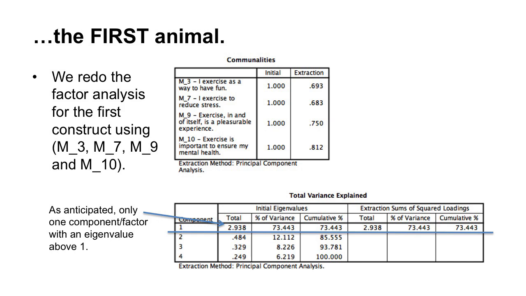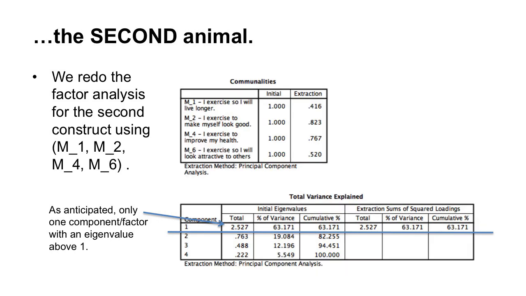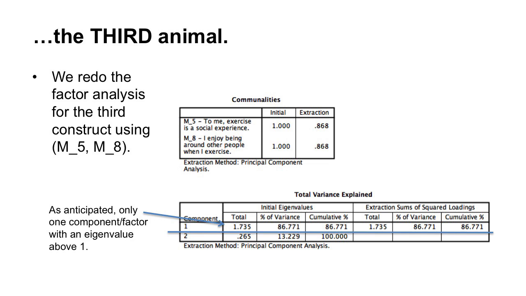So we redo the factor analysis for the first construct using M3, M7, M9, and M10. And as anticipated, only one component or factor with an eigenvalue above 1 exists. They all belong to the same animal. We then redo the factor analysis for the second construct using M1, M2, M4, and M6. And again, we find only one factor. Finally, we do the factor analysis for the third construct using M5 and M8. Here as well, we see only one factor with an eigenvalue greater than 1.